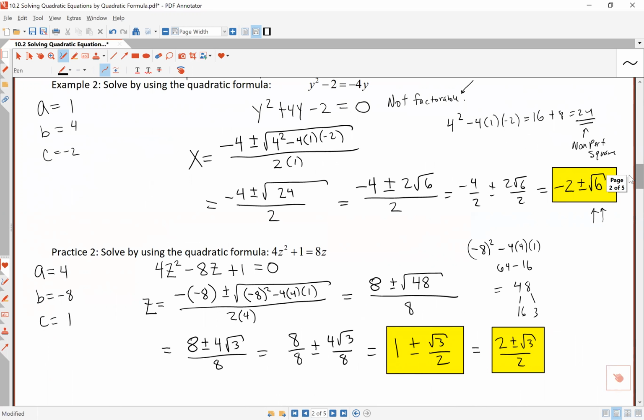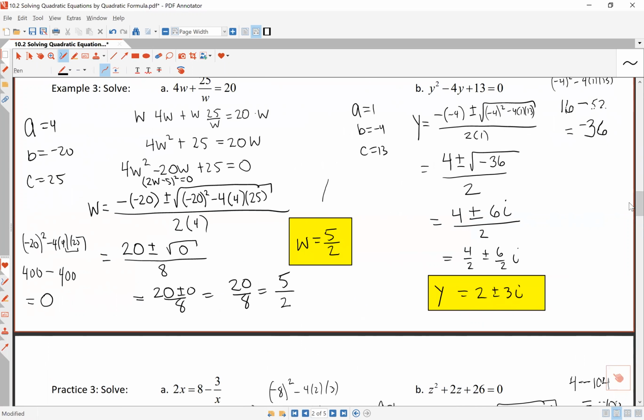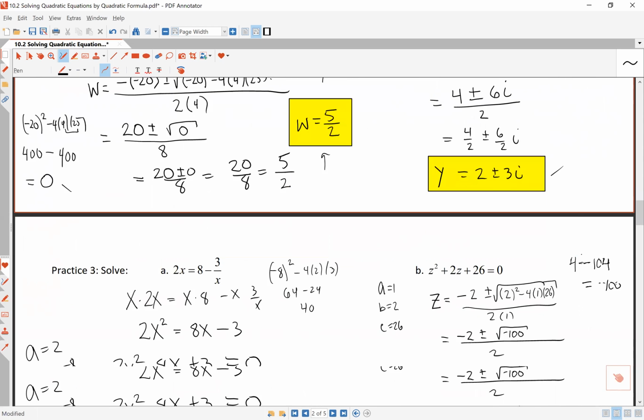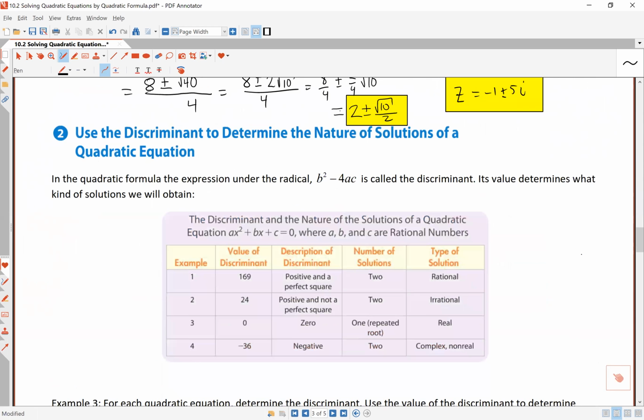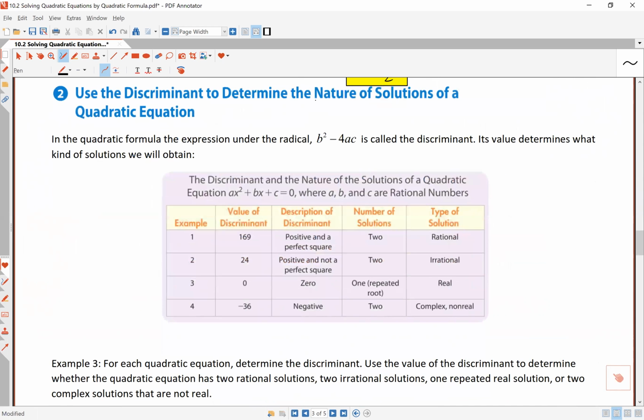And then what we saw was if the discriminant, or the stuff under the radical, was 0, we ended up with a single solution. And if the discriminant's negative, we have these imaginary or complex solutions. So that's what we mean when we say the nature of the solutions. It's all about what you get under the radical, b squared minus 4ac. So we give it a name and call it the discriminant.